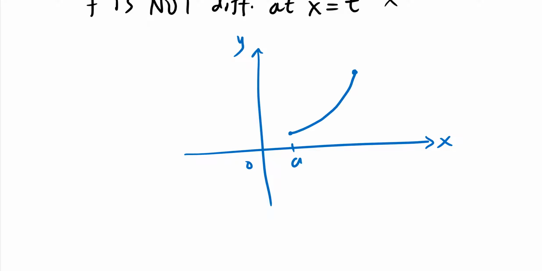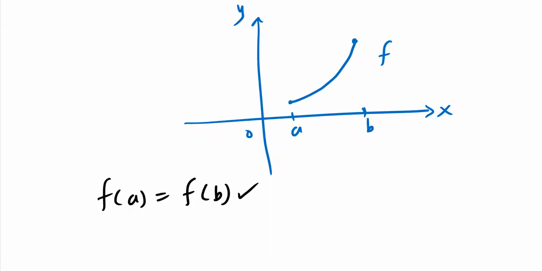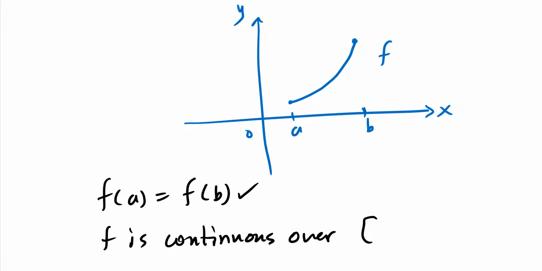Say this is A and this is B. And this is the graph of f. So notice f of A equals f of B. So it's okay. F is continuous over the closed interval AB. That's fine. Oh, wait. F of A does not equal f of B.